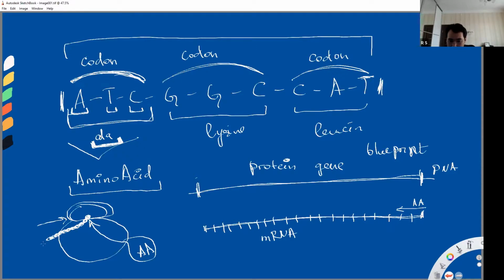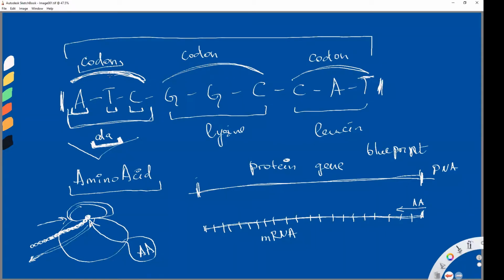And when it has finished the work, this polypeptide floats away and is processed further. So the protein starts its maturation. And that's how the sequence of the protein is related to the codons and the DNA.